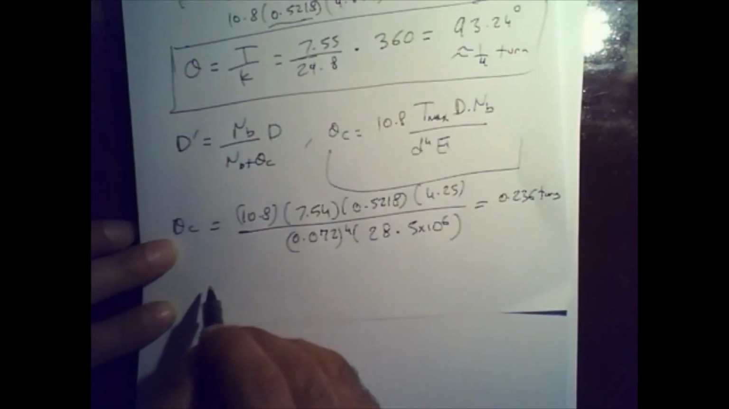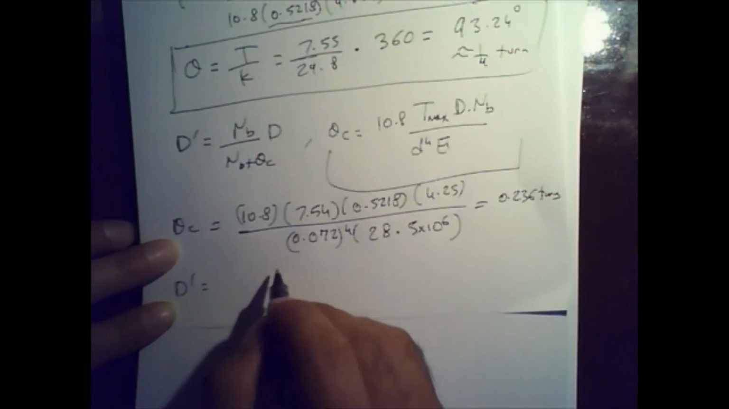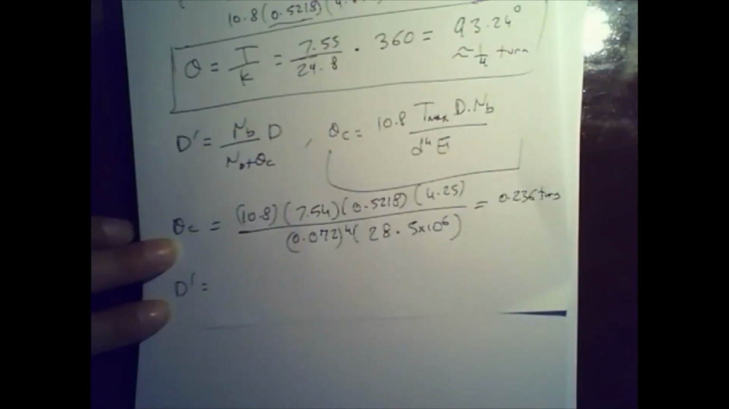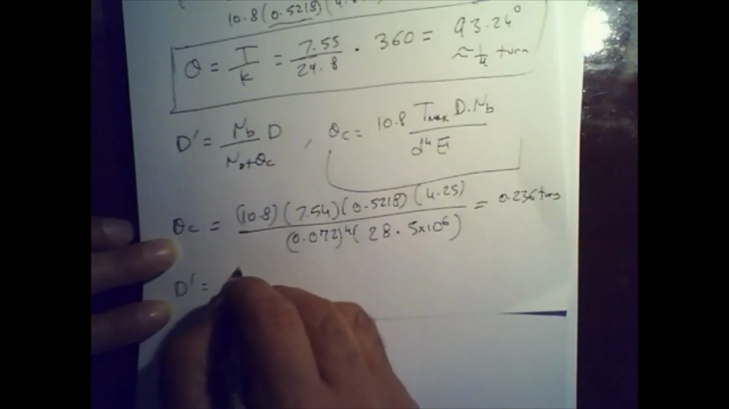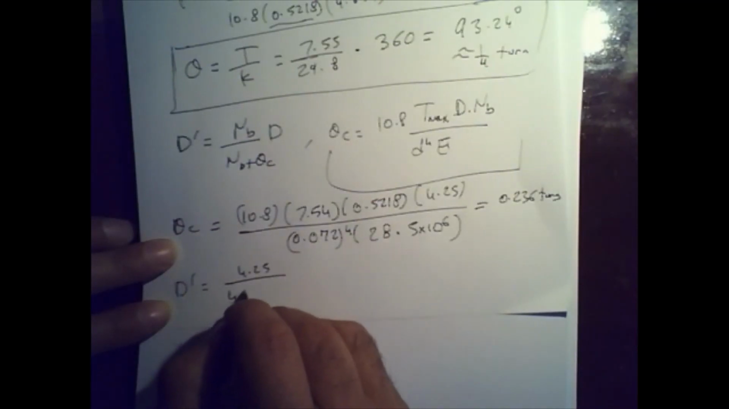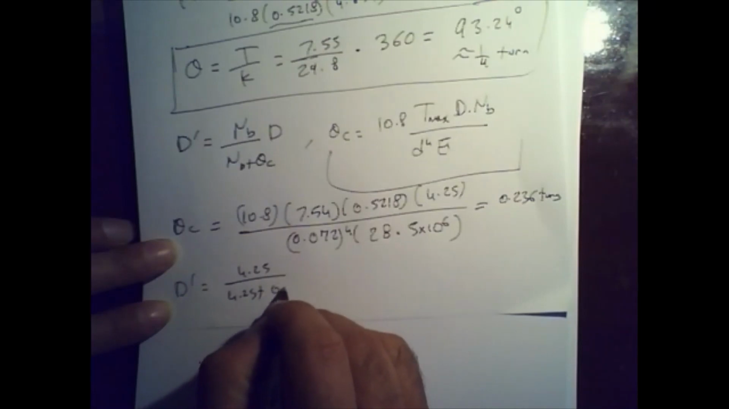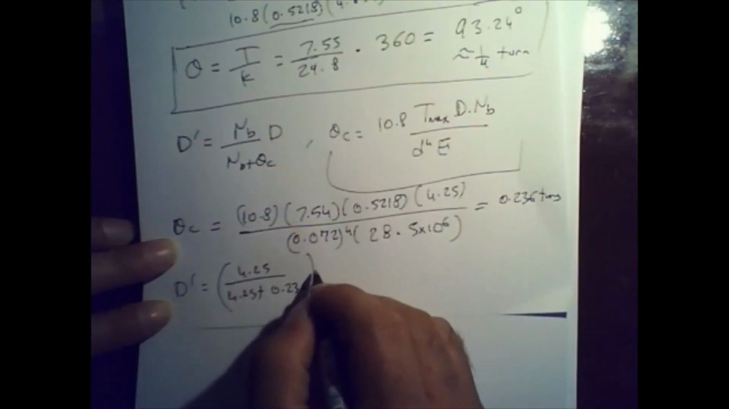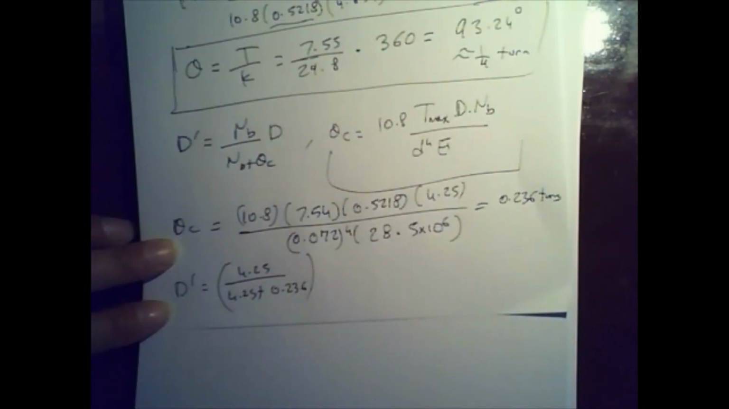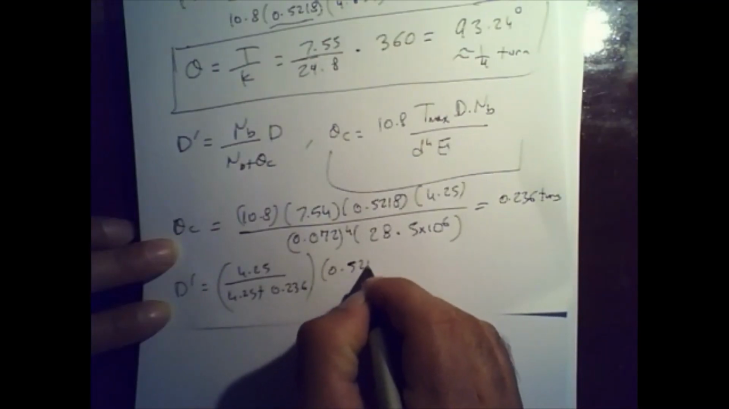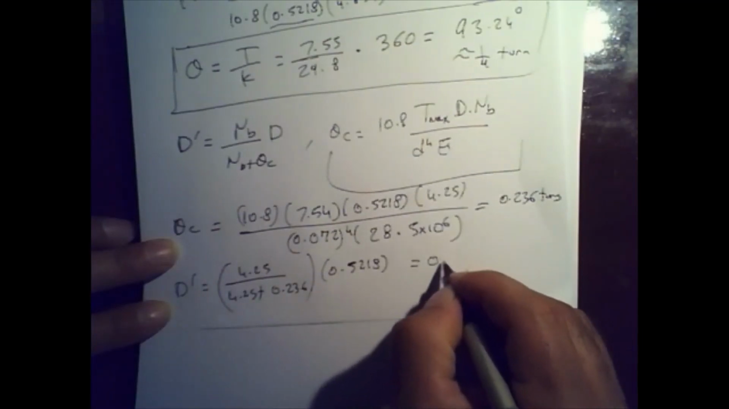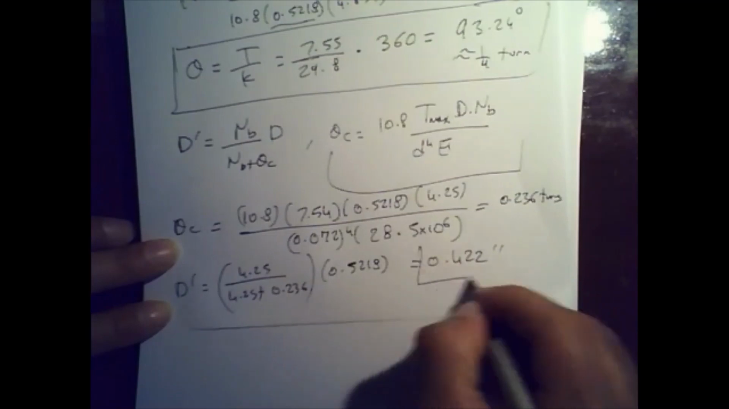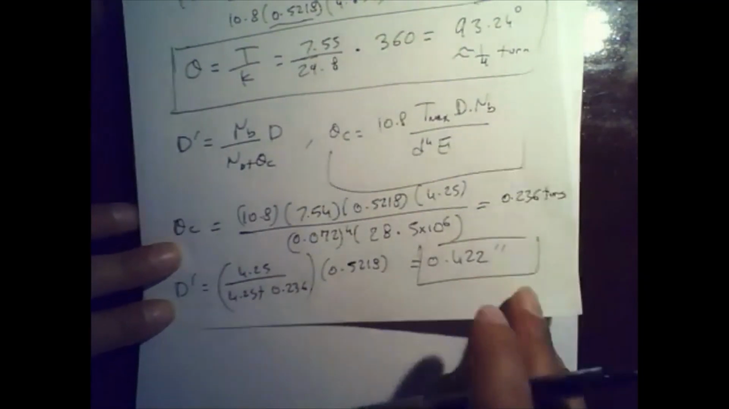Okay, we got theta C. Now we can get D prime. D prime is going to be equal to NB, right, which was equal to 4.25 divided by 4.25 plus 0.236, and this is multiplied by your mean coil diameter, and that is going to be equal to 0.422 inches. Okay, now if you want to see if there is interference, how do you do that?